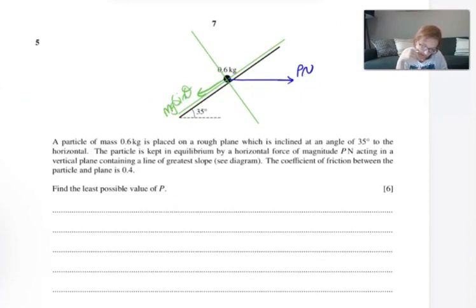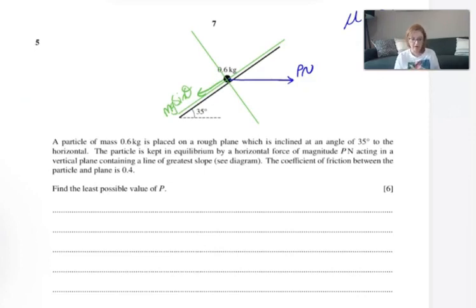There is weight going down. It's acting on the vertical plane. The coefficient of friction between the particle and plane is 0.4. Okay, so my 0.4. What am I noticing here? My P has a component in the X and Y direction, so it's going to affect my normal force. That's really important. Find the least possible value of P.